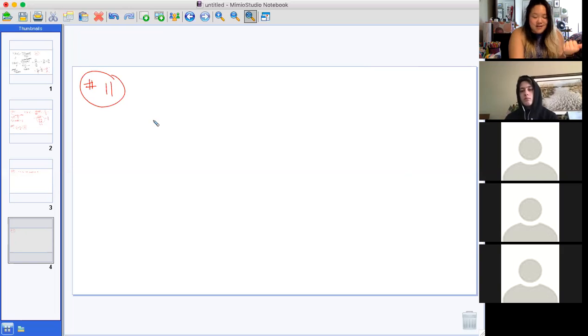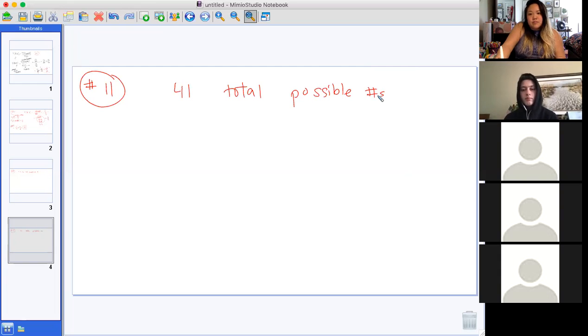You can count them on your hands. It's a lot to count, but it is 41. So that's number 1. You have to make sure you're using 41 as your total. There are 41 total possible numbers that we're choosing from. So all of our probability denominators should be 41.